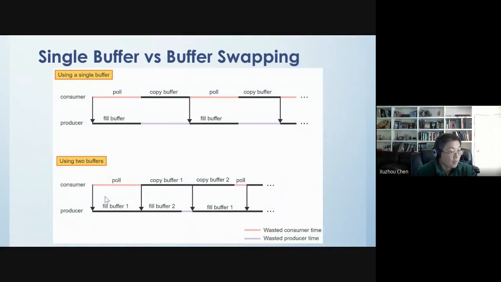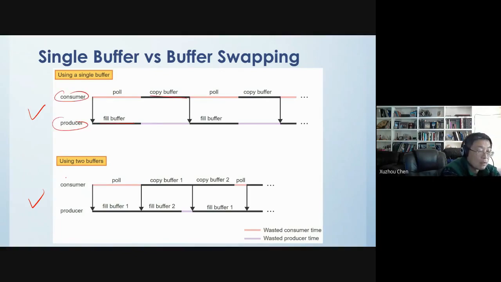So this diagram gives you the idea of when we use a single buffer. The producer and the consumer are going to alternate. When the producer fills the buffer, the consumer is just polling the buffer and does not do anything. Once the producer finishes the job, the consumer copies the buffer, and the producer cannot do anything until the consumer completely empties the buffer, and then the producer can fill the buffer again. So you're going to alternate. Okay.